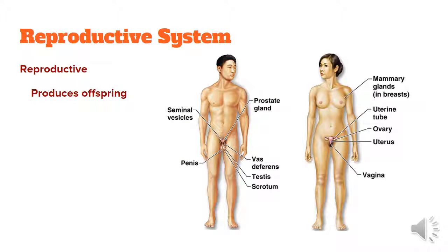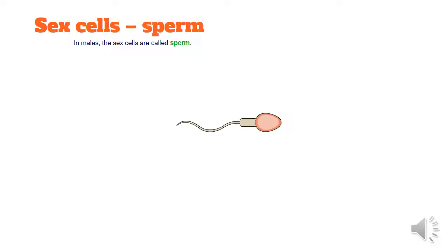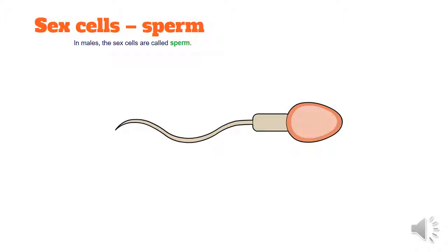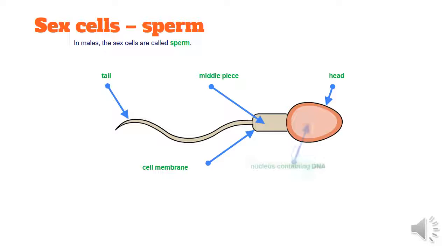Reproductive system. So the reproductive system produces offspring. That's what it's designed for. In the males, the sex cells are called sperm. You've got the tail that helps move it. You've got the middle piece. You've got the head, the cell membrane, and then inside the head is the nucleus containing DNA. Sperm are produced in sex organs called testes, which you go over a little more in depth in class.